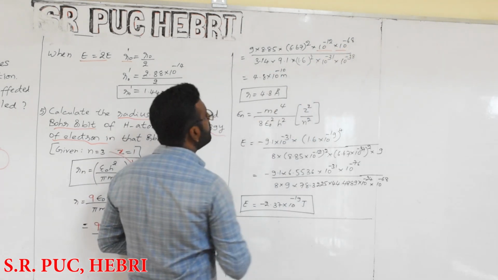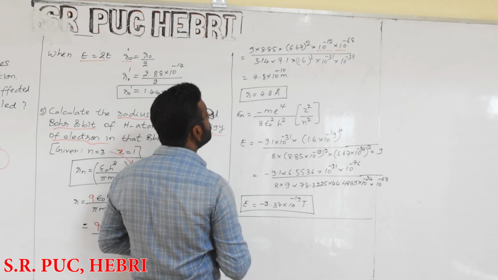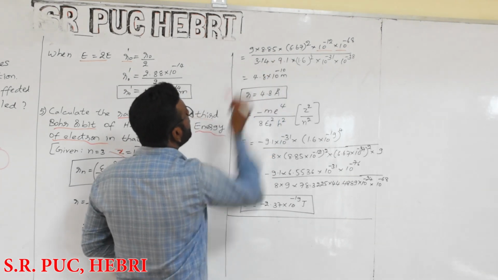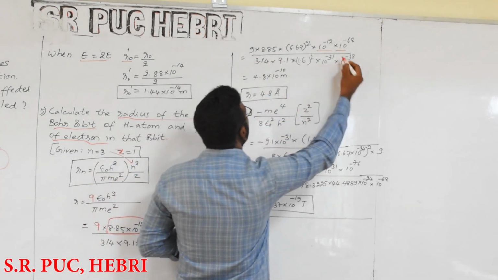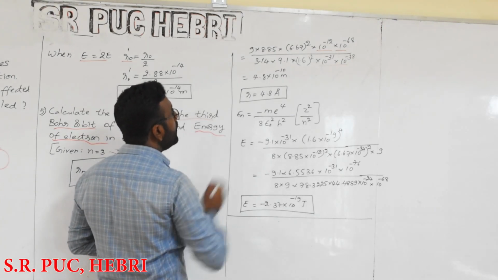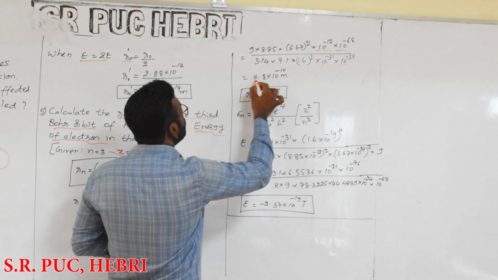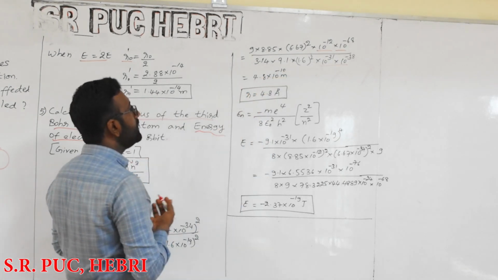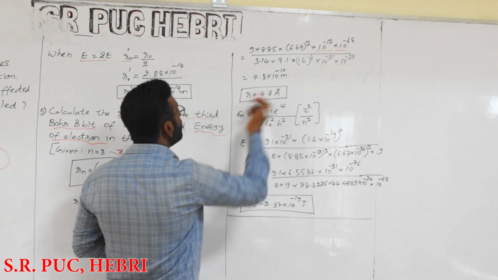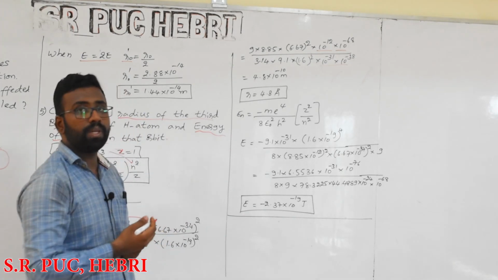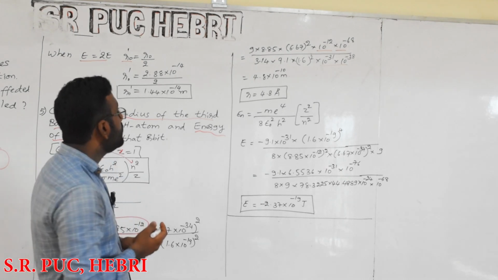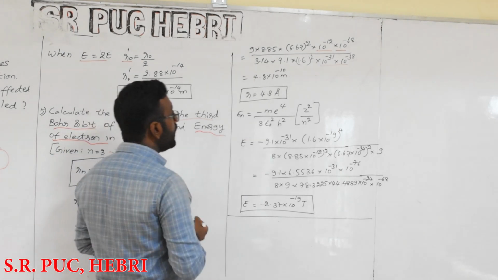See the power: solve the denominator, do the calculation of the normal terms, then solve the powers separately. It is work for you; you have to solve it by yourself and check whether you are getting the value 4.8 into 10 to the power minus 10. So 4.8 into 10 to the power minus 10 is nothing but 4.8 angstrom. So that is the value of R. So we got the value of R.